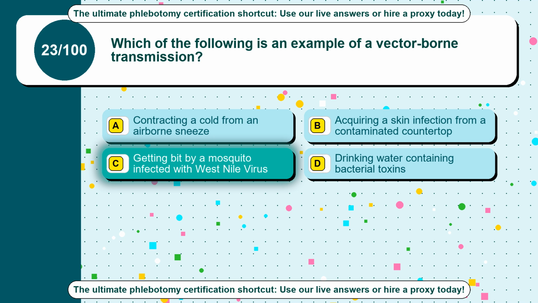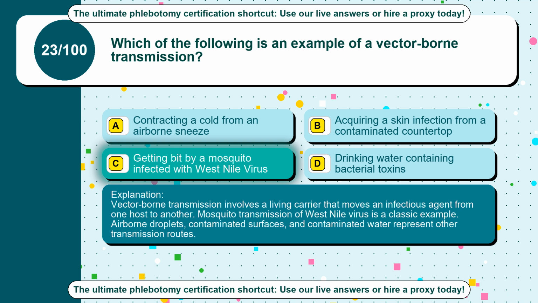Getting bit by a mosquito infected with West Nile virus. Vector-borne transmission involves a living carrier that moves an infectious agent from one host to another. Mosquito transmission of West Nile virus is a classic example. Airborne droplets, contaminated surfaces, and contaminated water represent other transmission routes.